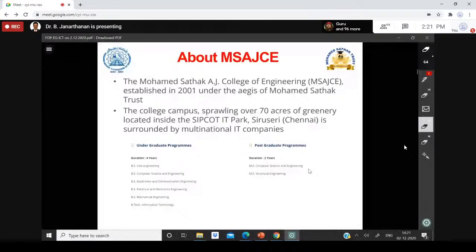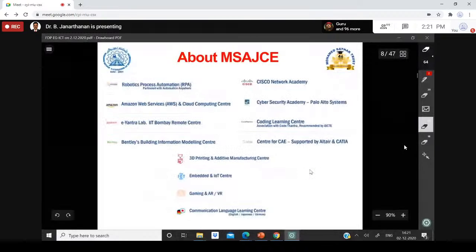Apart from this, we have several centers of excellence. We call them technology centers, for giving training to students other than the curriculum, which is the basic thing. And we have the robotics process automation center. We have the 6-axis pick and place robot for giving training to students. And in computer science, we have the Amazon Web Services Cloud Computing Center.